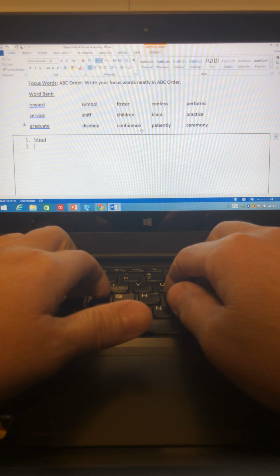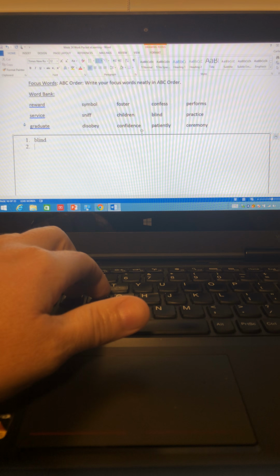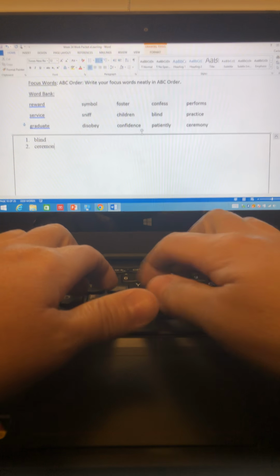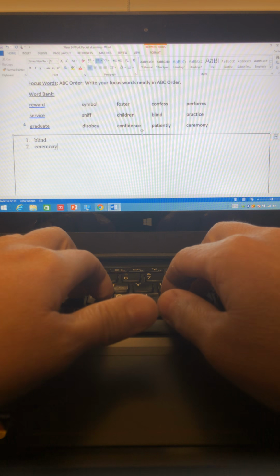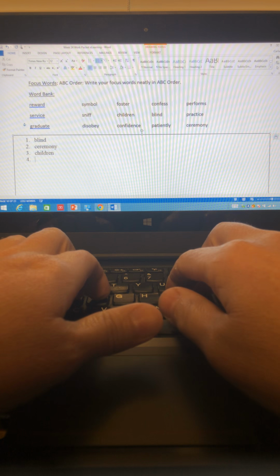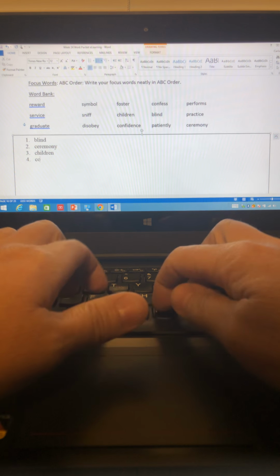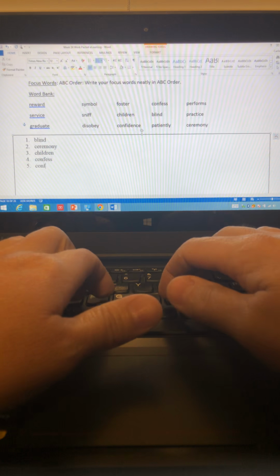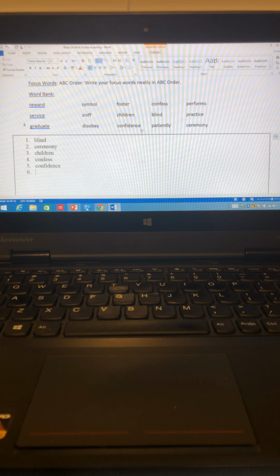Then you have number two. Any words starting with C? We have children, confidence, ceremony, and confess. Out of these, ceremony will come first because it has C-E. Yes, they all four start with the C, but now we've got to look at the second letter. E is the closest to the beginning of the alphabet. Children will go next. And then after children, we have C-O-N-F confidence, C-O-N-F confess. But confess has the E, which would be next. So if you're working on your assignment for ABC order, you have the first five words already done for you.